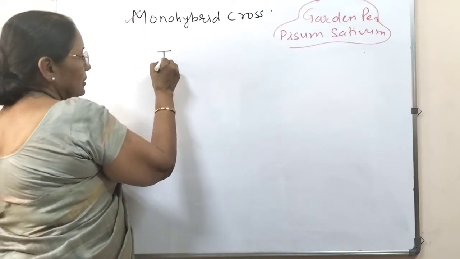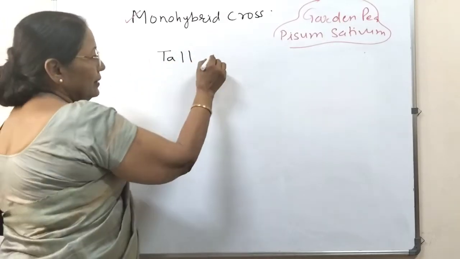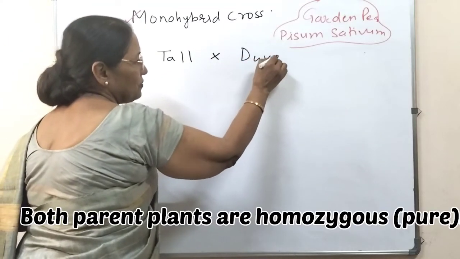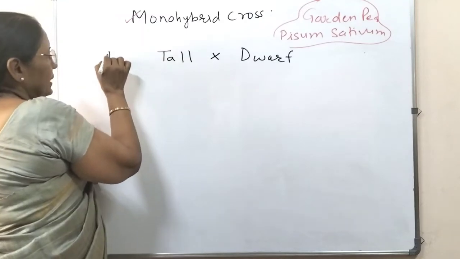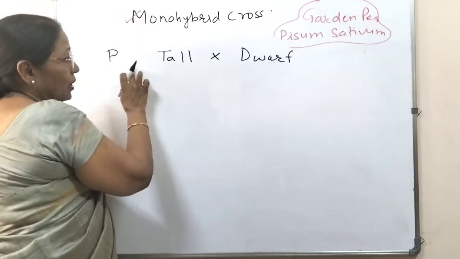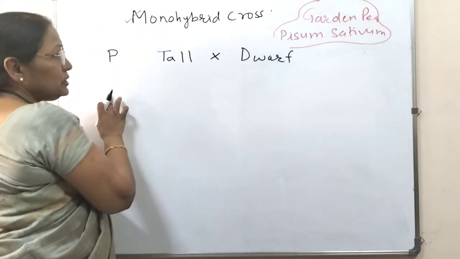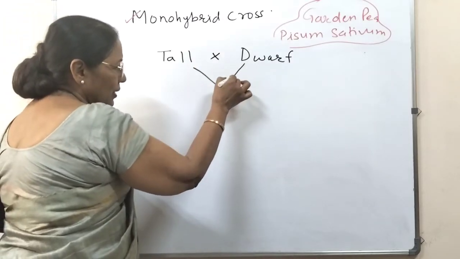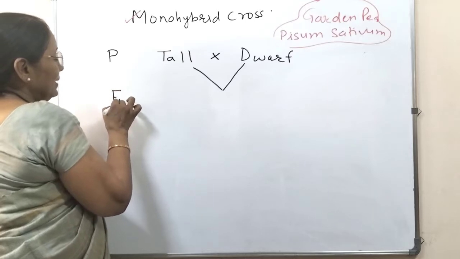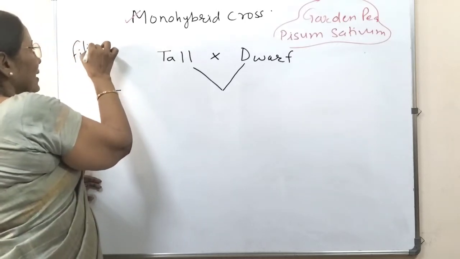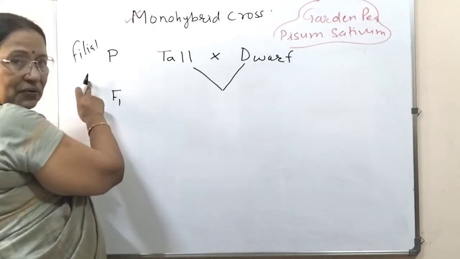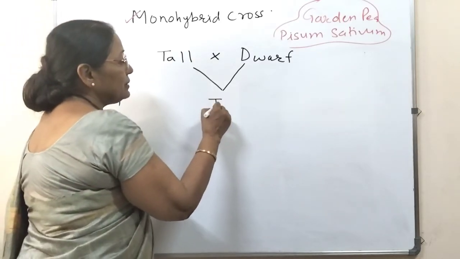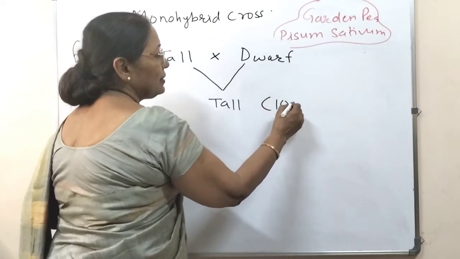This is a tall plant. He took a tall plant and this sign is for cross. Tall plant crossed with a dwarf plant. Fine. These are the two parents. That's why we write P. This should all be in the same line ना. यहाँ ऊपर P लिख दिया, नीचे P लिख दिया. Don't do that. Then when these are crossed, then the first filial generation, F for filial. The first filial generation, he got 100% offsprings as tall.